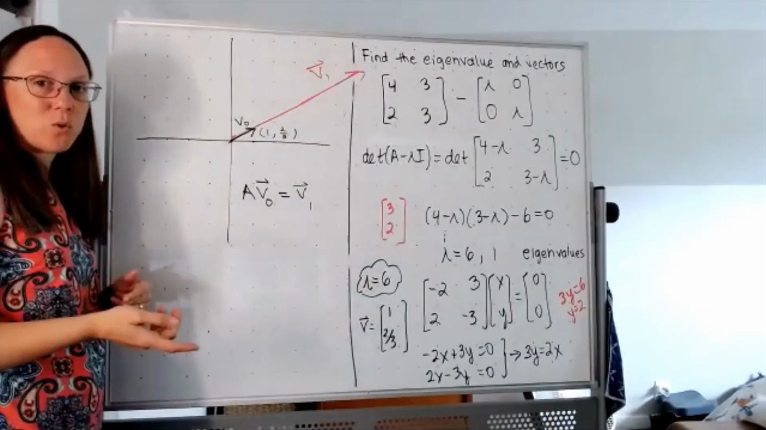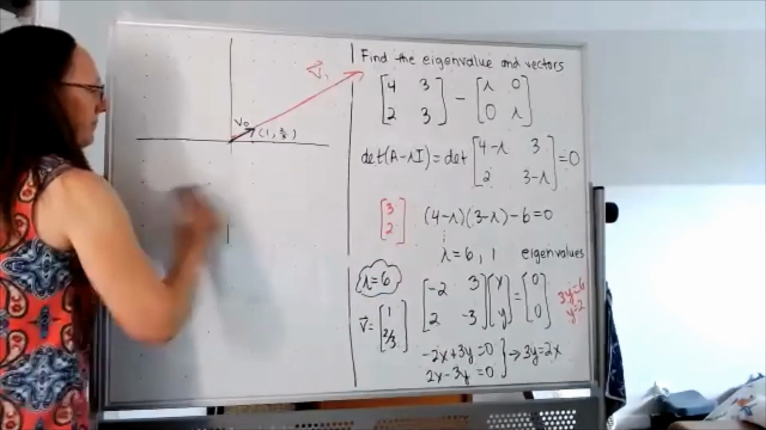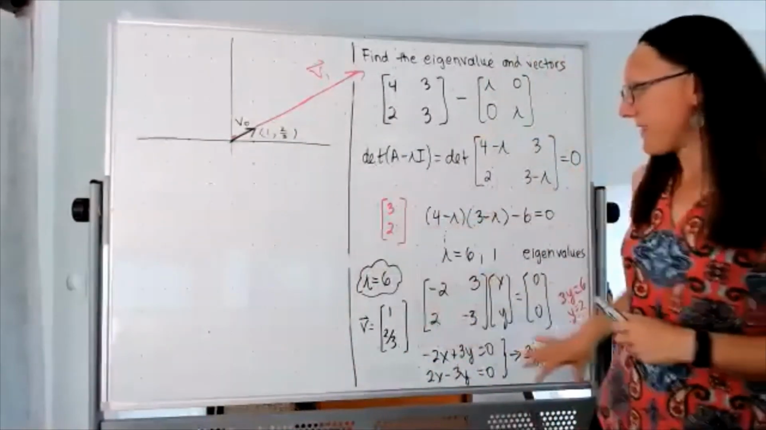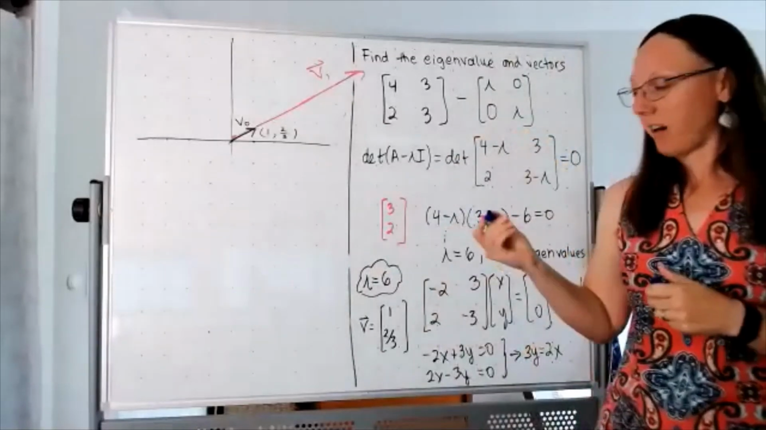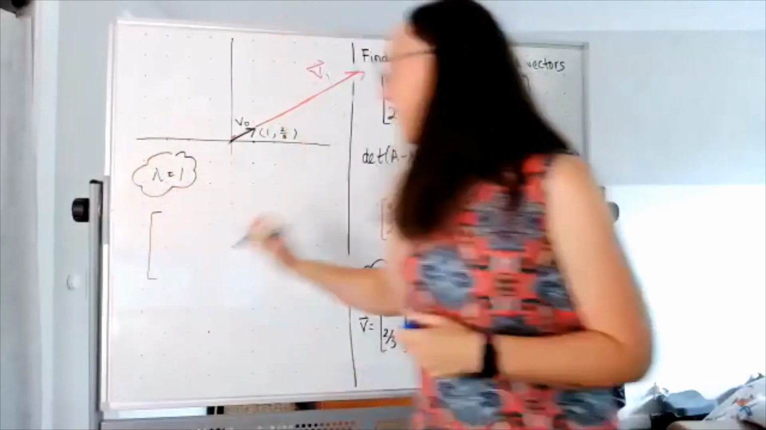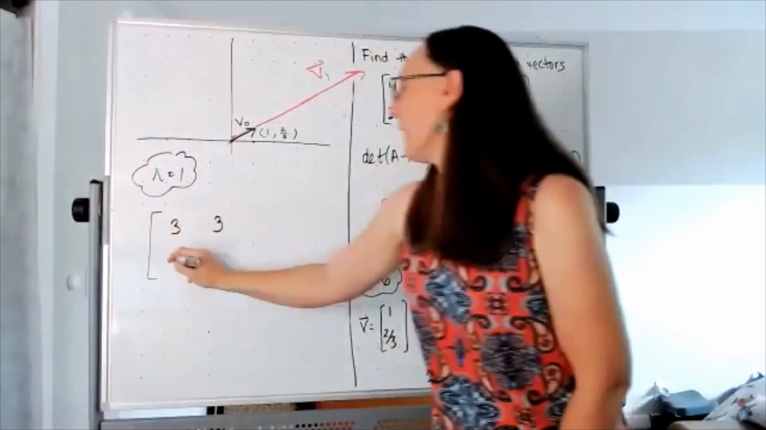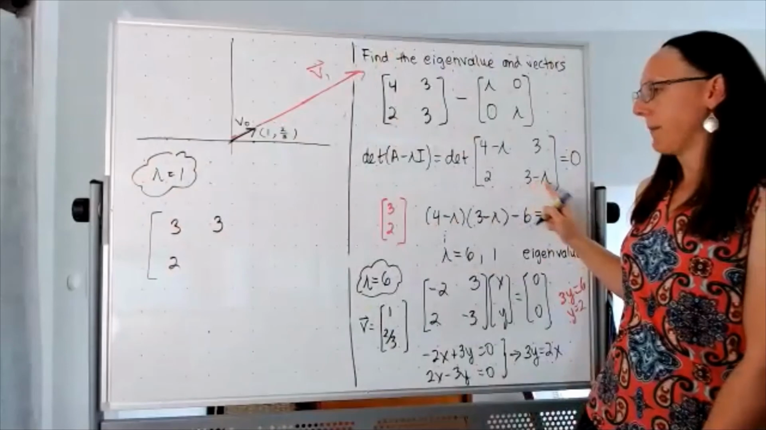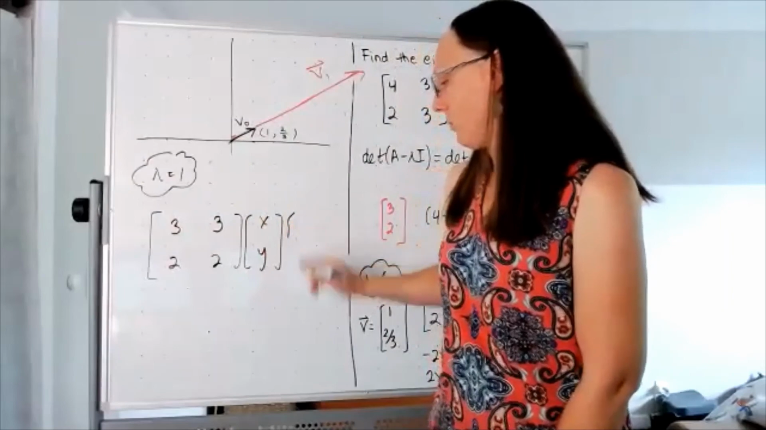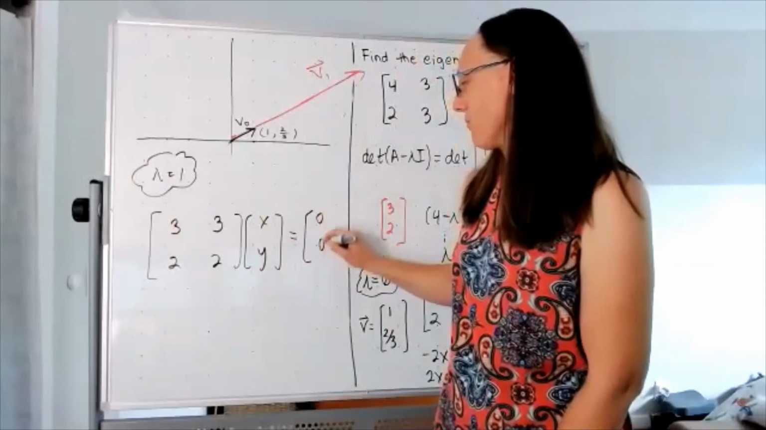Let's go ahead and find the vector that corresponds to lambda equals 1. So we're going to repeat the process. I'm going back to this matrix right here. But now for lambda equal to 1, that matrix would look like 4 minus 1, so that's a 3 and a 3 and a 2, and 3 minus 1 is also a 2, times [x, y]. Oops, I missed my equal sign. It is equal to [0, 0].